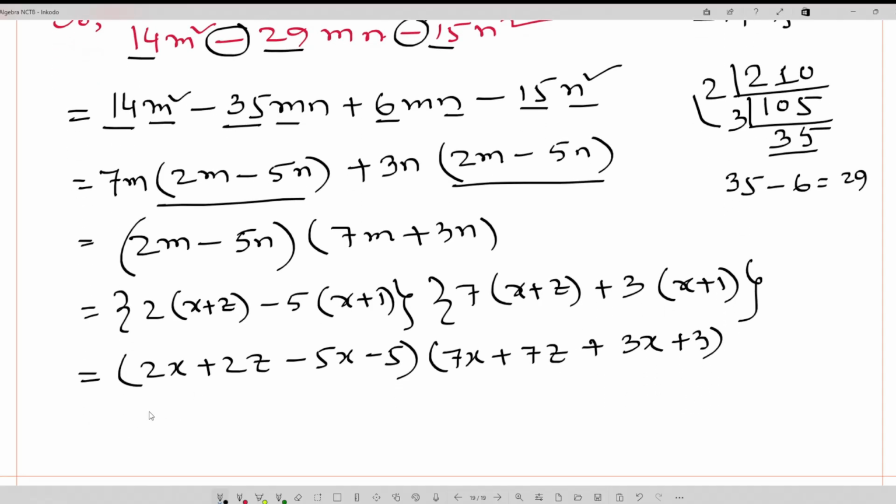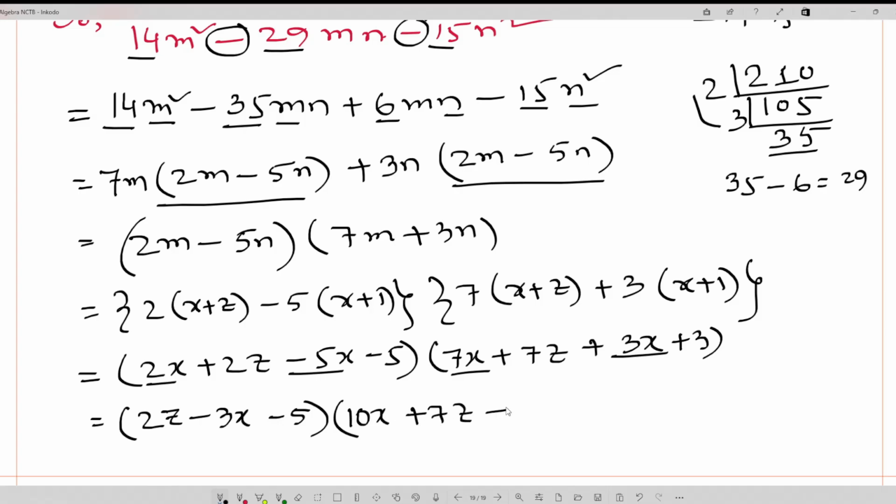Okay, now here is 2x minus 5x, so it will be minus 3x. So this one we can write in front: 2z minus 3x minus 5. And here is 7x plus 3x, it will be 10x, then 7z plus 3, and this is our answer.